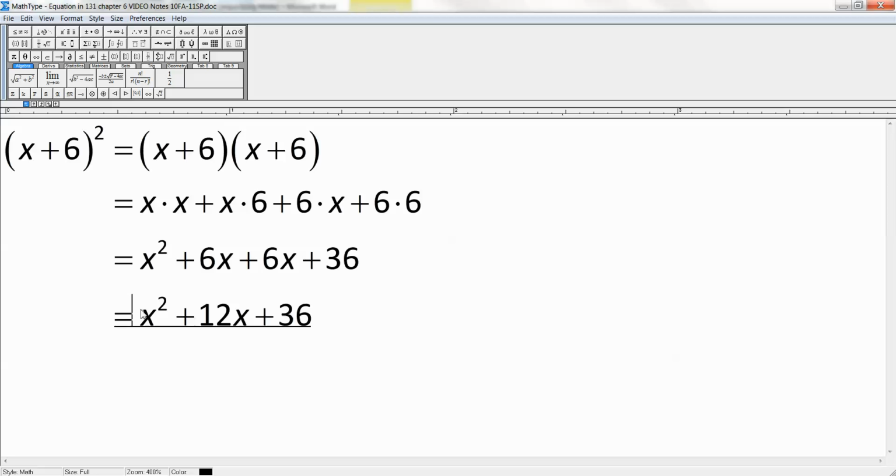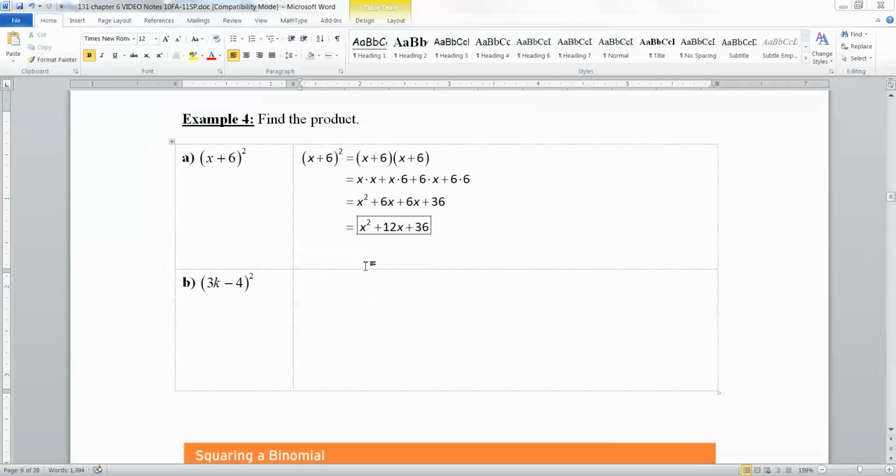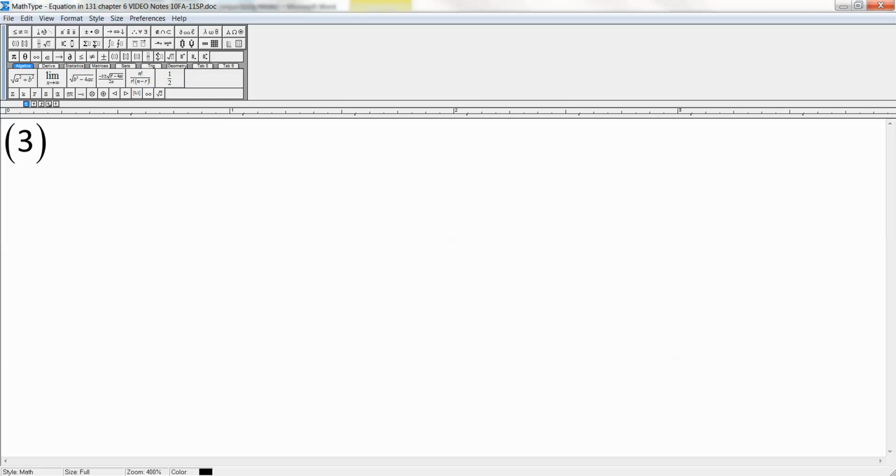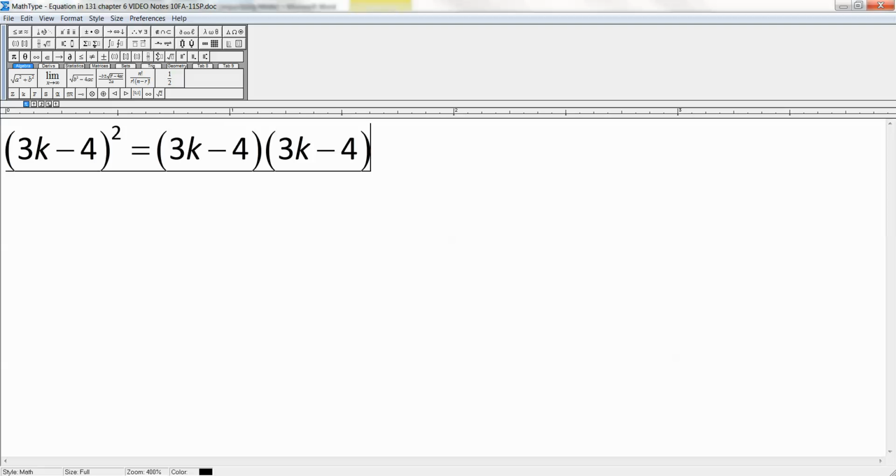You can't just distribute the power. You have to distribute each term. So in other words, you have to FOIL, right? Hold on. There we go. We need to FOIL. All right, so let's do a more complicated problem. What if it's 3k minus 4 squared? So 3k minus 4 quantity squared would be equal to, and for the love of goodness, write it out, right? If you write it out, you won't forget, right? So it's 3k minus 4 times 3k minus 4.